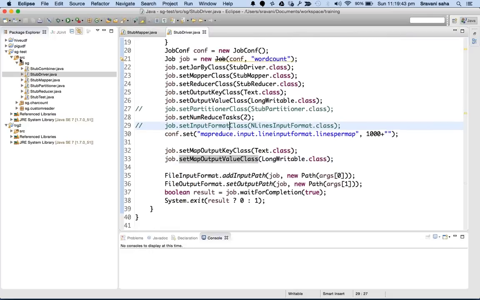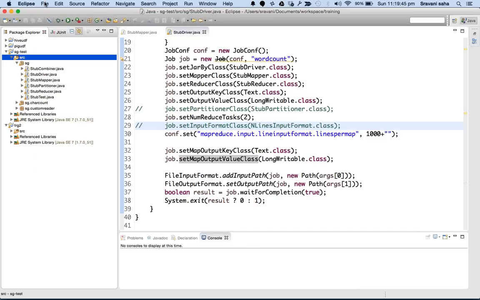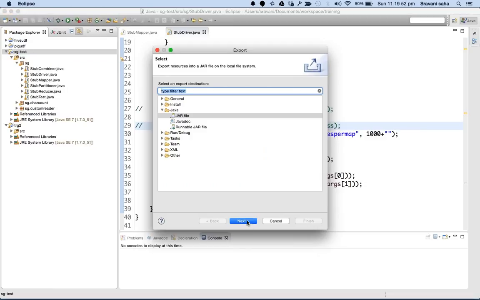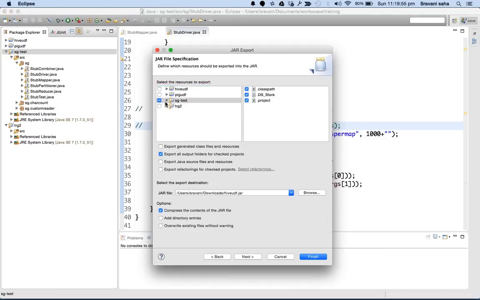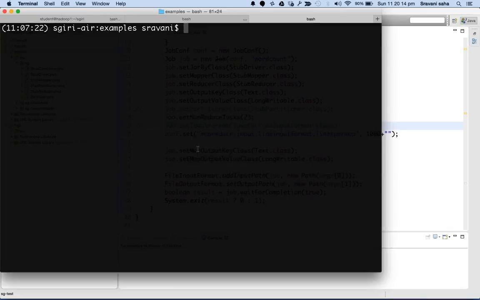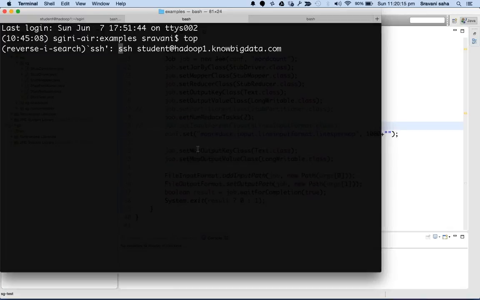All right. Now once you're done with writing this, we can select the project and say file, export, and we select the jar, and then we select our project, and then specify the location of our mapper jar, and we call it, say, 30 May. All right. So now it is done on my local machine.